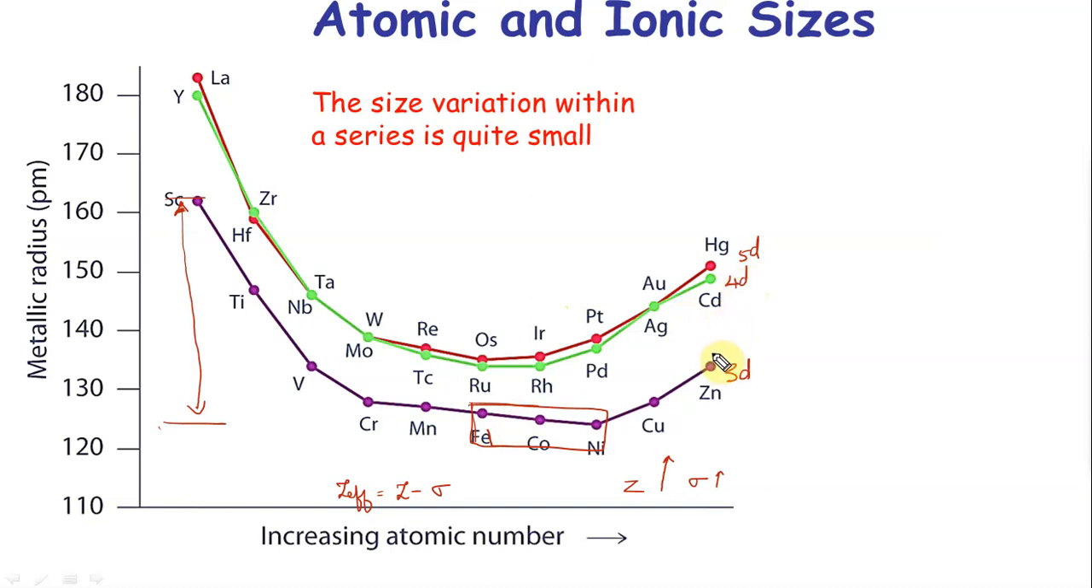Second thing you want to know, from 3D to 4D, if you see, you're adding a shell, just like an onion. So the size is increased. Fair enough. But when I go from 5D to 6D, the size is not increasing, actually they are overlapping.